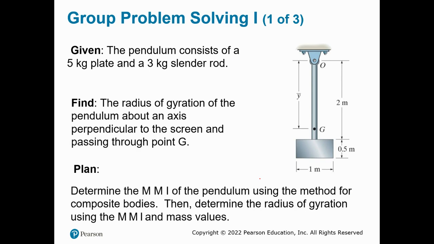All right, next problem. This one is similar to the one we were just looking at. The pendulum consists of a 5 kilogram plate and a 3 kilogram rod. We're looking for the radius of gyration for the pendulum about an axis perpendicular to the screen and passing through, instead of O, passing through G this time.